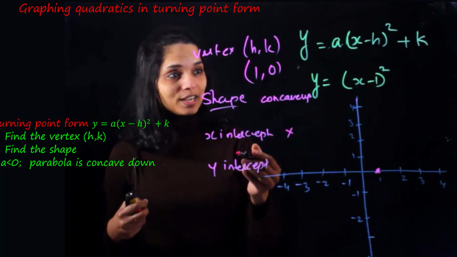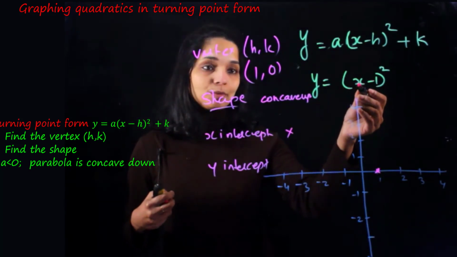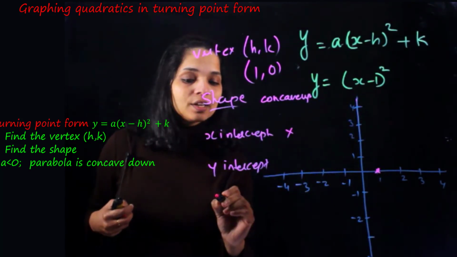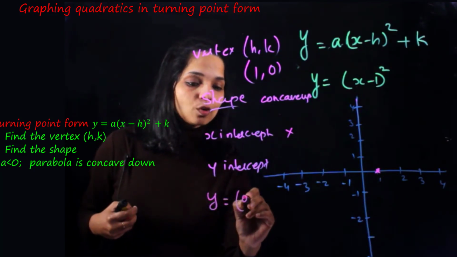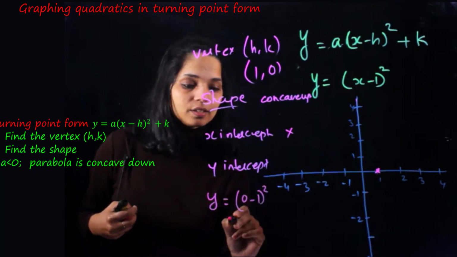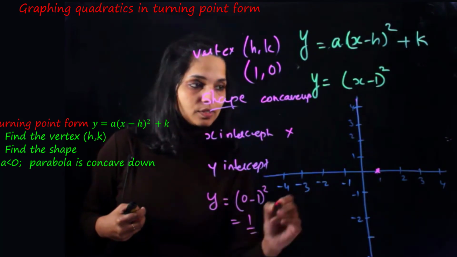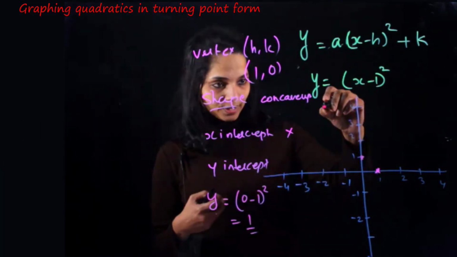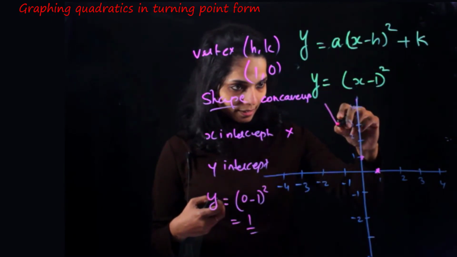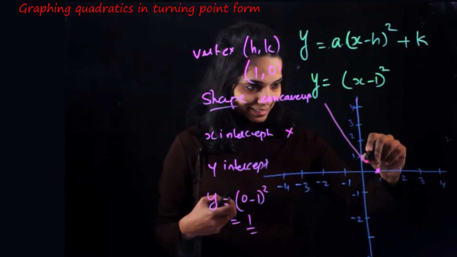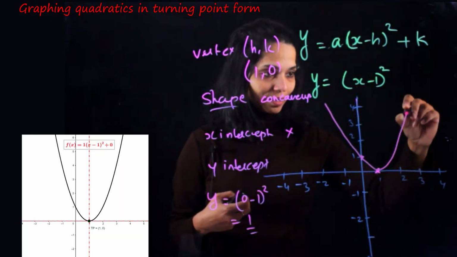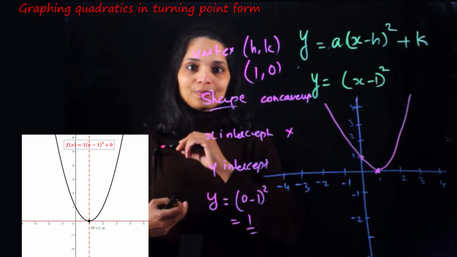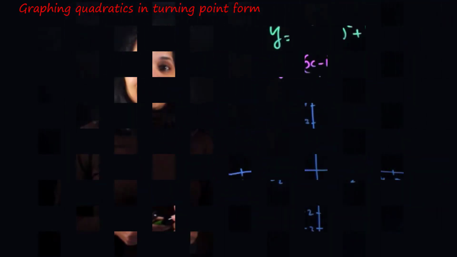Now we need to get the y-intercept. The y-intercept is obtained when you put x equals 0 in this equation. So y equals (0 minus 1) squared. Minus 1 squared is 1. So that's (0, 1), another point. So the graph is going like that. It's a very simple way of plotting the function. Okay, so that's the graph. Let's do one more example.